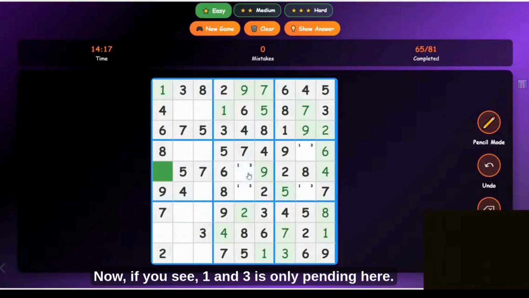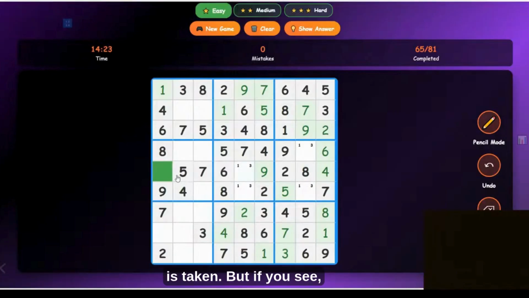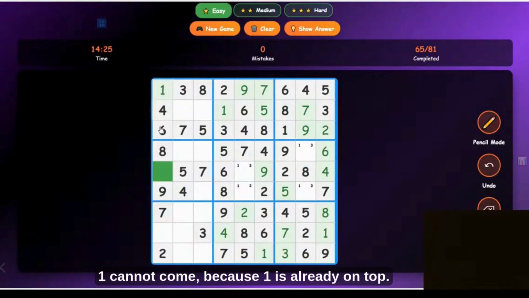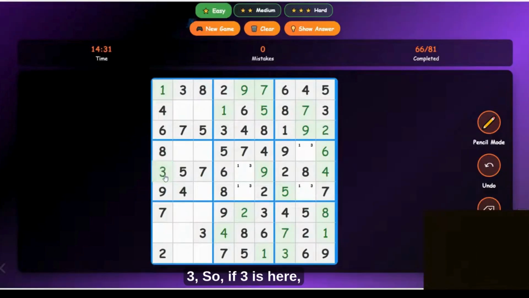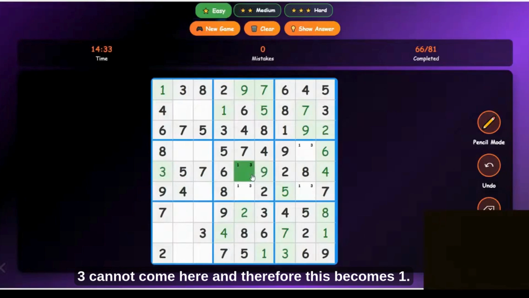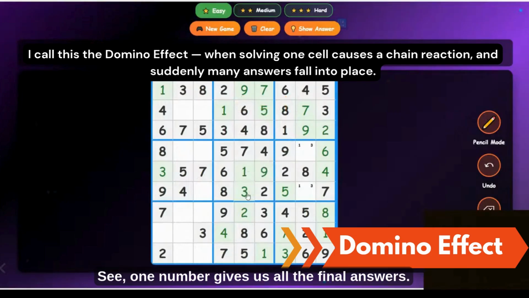Now if you see, 1 and 3 is only pending here. So 1 and 3 can come here because every other number is taken. But if you see, 1 cannot come because 1 is already on top. So what is the only number that is pending now? 3. So if 3 is here, 3 cannot come here, and therefore this becomes 1. And if 1 is here, 1 cannot come here. So this becomes 3. Now if 3 is here, see, 1 number gives us all the final answers.